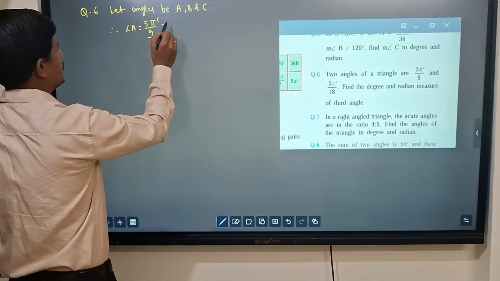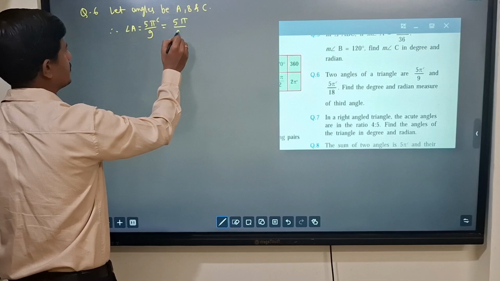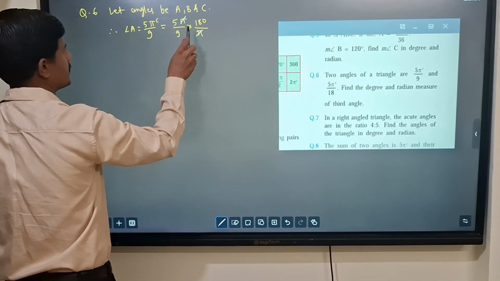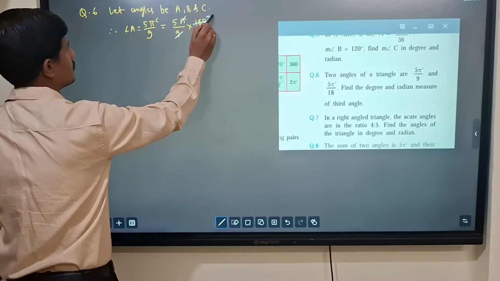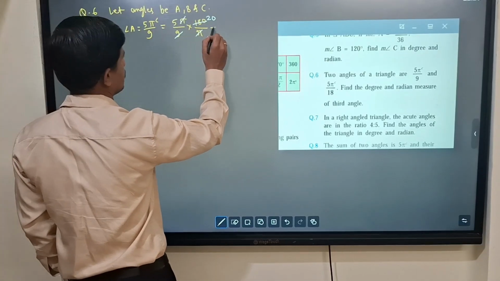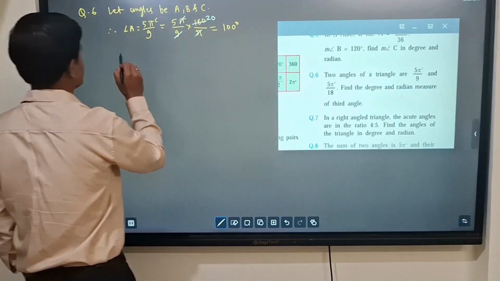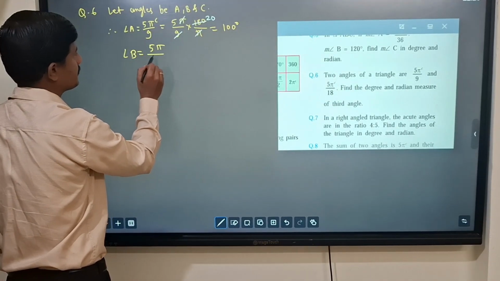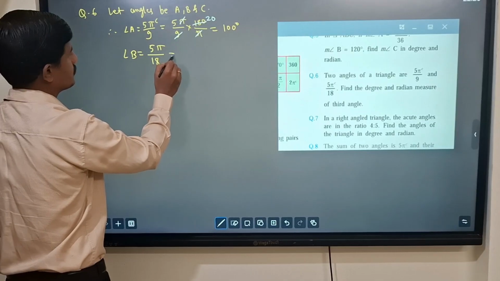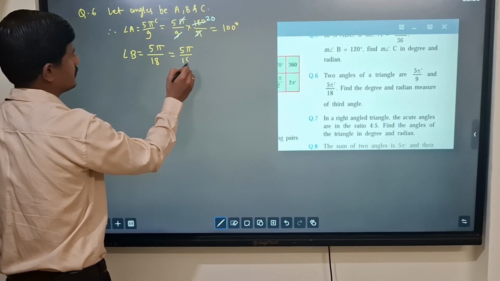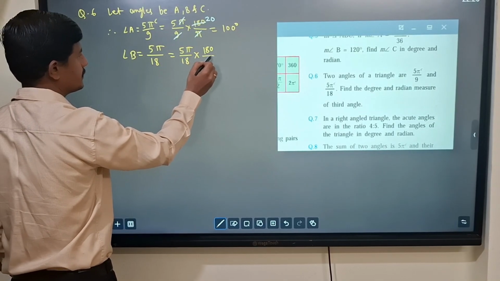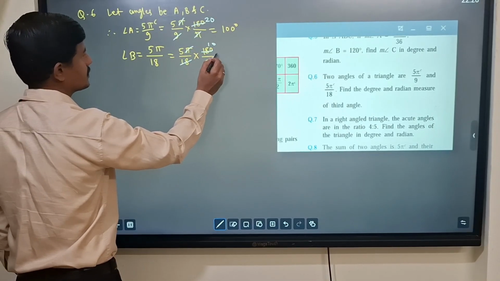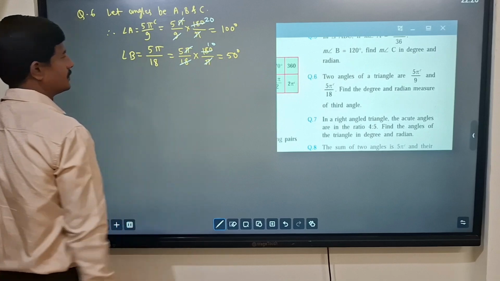So 5 pi by 9 in degrees becomes 5 pi by 9 into 180 by pi. So pi gets cancelled, 9 twenties are 180, so this becomes 100 degrees. Now angle B is 5 pi by 18, so 5 pi by 18 into 180 by pi. Pi cancels, 18 tens are 180, so this becomes 50 degrees.